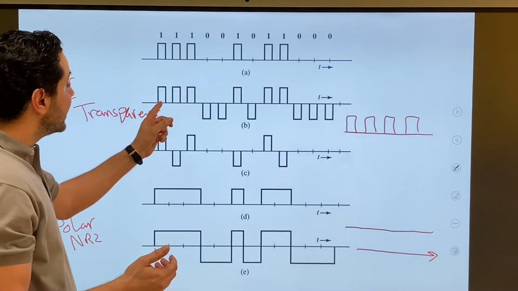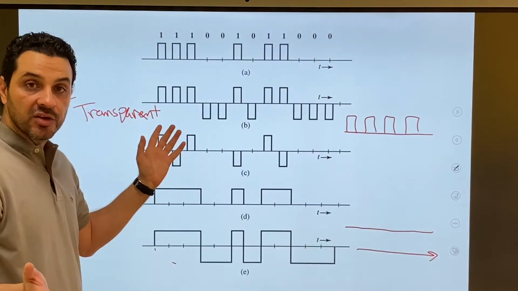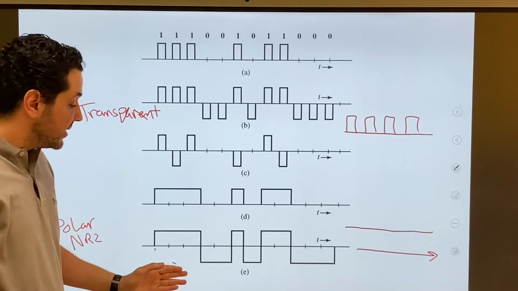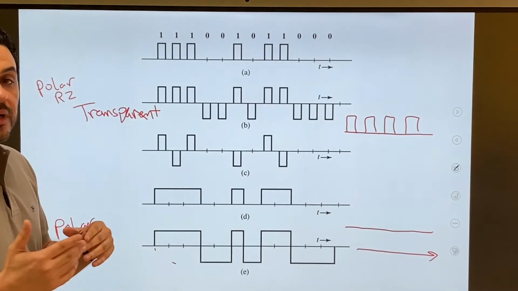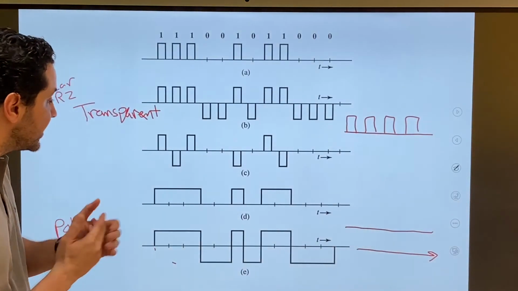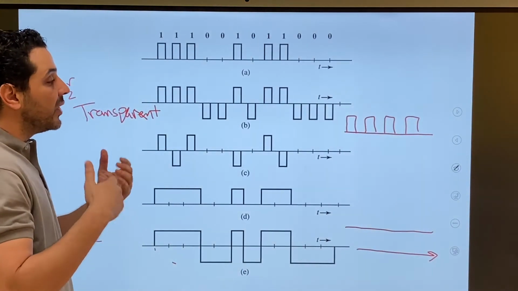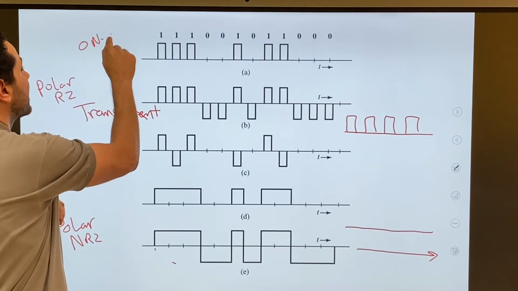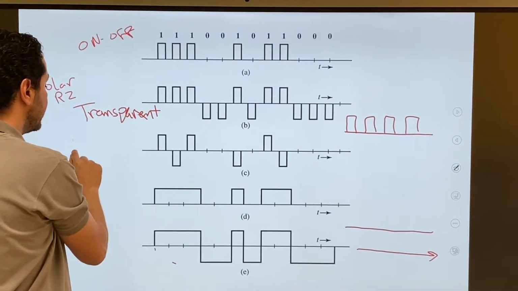You expect that here the bandwidth will be larger. So yes, it has the advantage of being transparent, but for the non-return to zero, the bandwidth will be smaller. It has the advantage of smaller bandwidth. This is with respect to the polar. We can apply the same thing to the on-off and the bipolar.